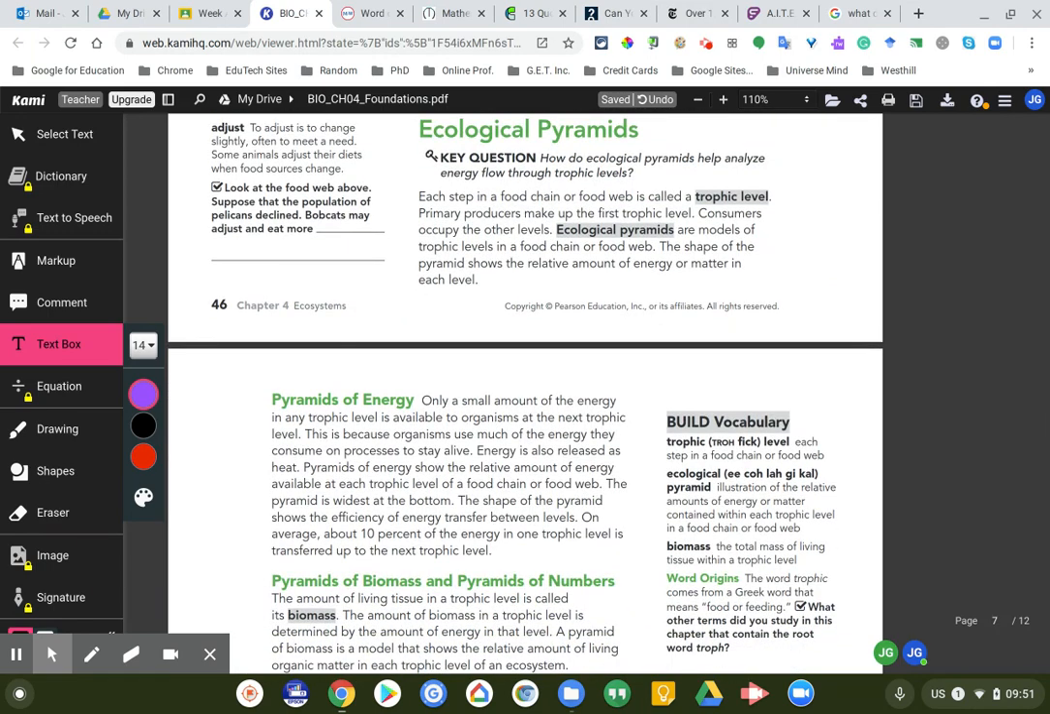All right, let's look at some ecological pyramids. Each step in a food chain or food web is called a trophic level. Primary producers make up the first trophic level. Consumers occupy the other levels. Ecological pyramids are models of trophic levels in a food chain or food web.